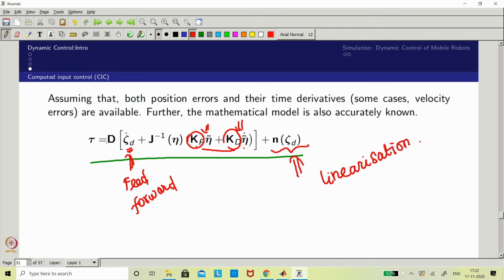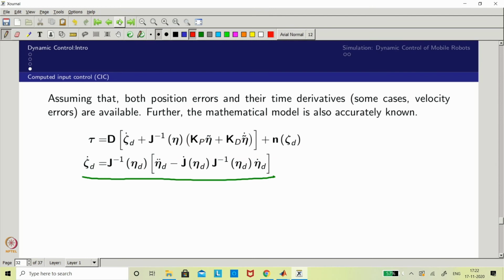So this is linearization and this is what you can call scaling. So scaling yourself, okay. Now what it is giving, you are getting the tau directly. So this is what we call computed torque control in general.